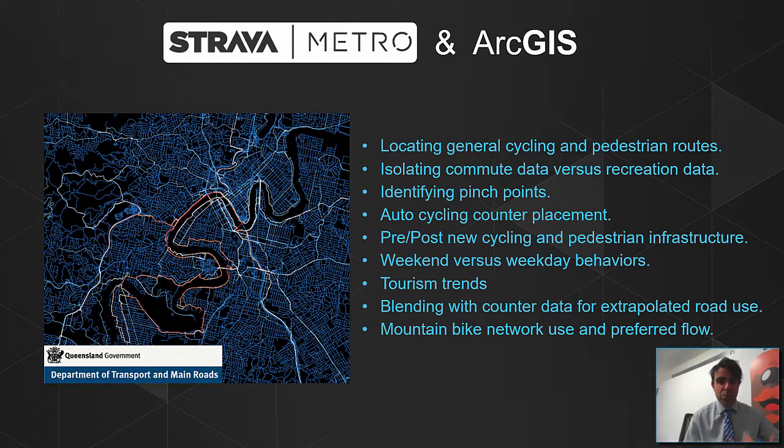So the Department of Transport and Main Roads put in some new and improved infrastructure which included a new bicycle path network. So using the Strava Metro product, they were able to do a before and after analysis to determine how this new infrastructure had changed the biking behaviour and essentially be able to measure the success of the project.